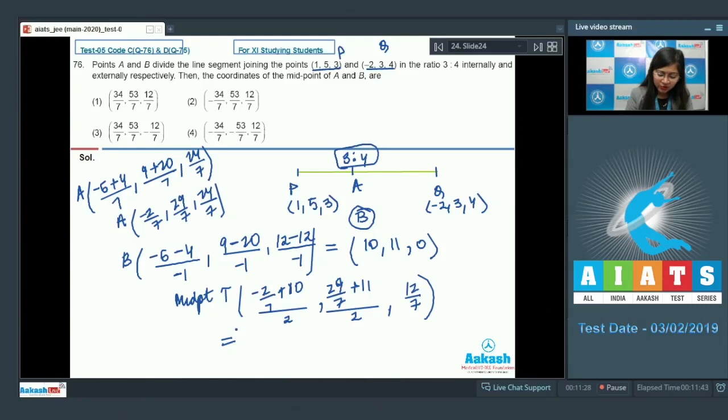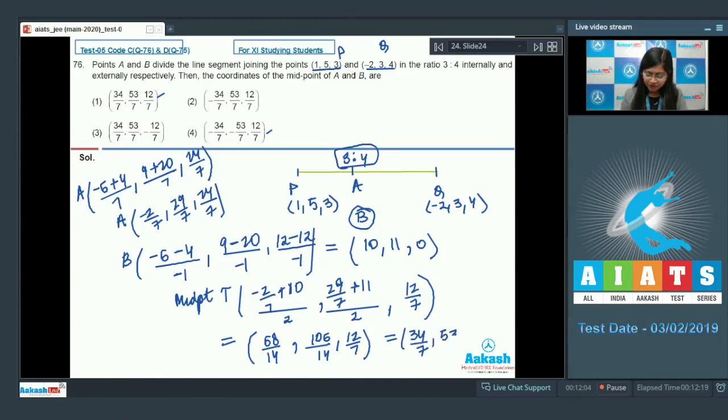Now we can see that 12 by 7 is given in 3 options, so we have to find the x and y coordinate also. Now here, multiplying and dividing by 7, we will get 70 minus 2, that is 68, upon 14, 77 plus 29, that is 106, upon 14, 12 by 7. So this can be written as 34 upon 7, 53 upon 7, 12 upon 7. That is given in option number 1. So the correct answer is option number 1.